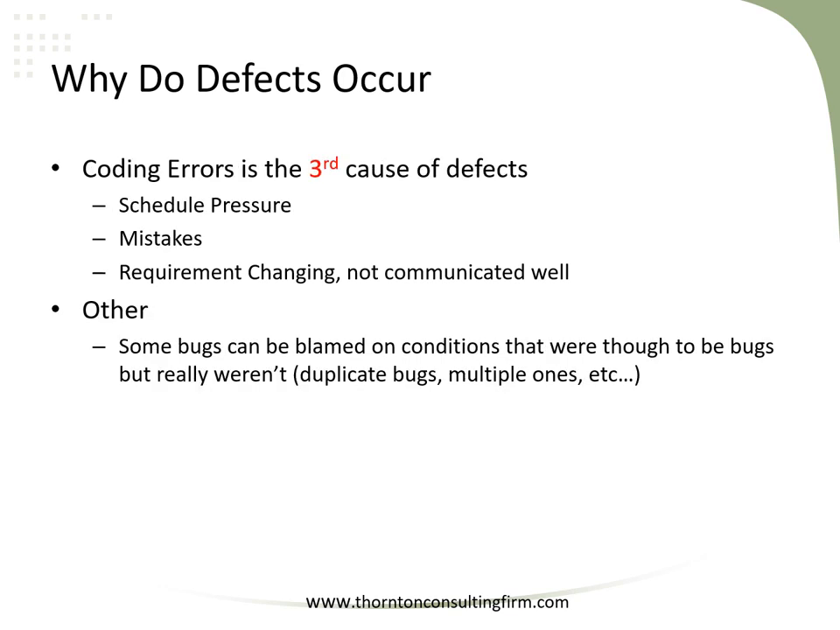The third reason why defects occur is because of coding errors. Unfortunately, developers are humans and they make mistakes. When pressure is put upon them, unfortunately, again, it results in coding problems. When requirements change or when requirements aren't well communicated to the developer, it can result in coding errors. And then there are other reasons why defects occur within applications. Sometimes they're not really defects. They're duplicate bugs, there are multiple ones, etc.